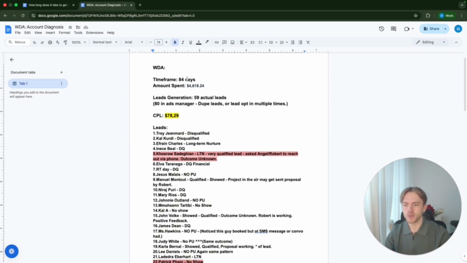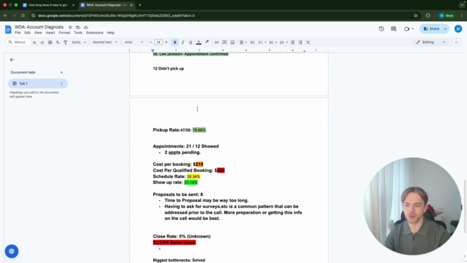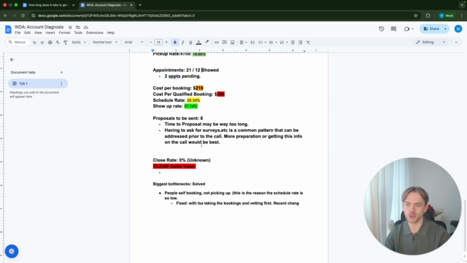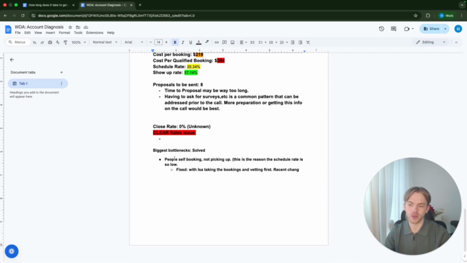And we spent about $4,619 over the course of the 3 months. So it's about $1,500 a month. We got about 59 actual leads. And as you can see here, you can pretty much go through what all of that looked like. But we had a really good pickup rate. These leads were very responsive. We had 21 appointments and 12 of them showed. So we had a 50% show rate, which is a huge issue and it was a very self-explanatory issue.